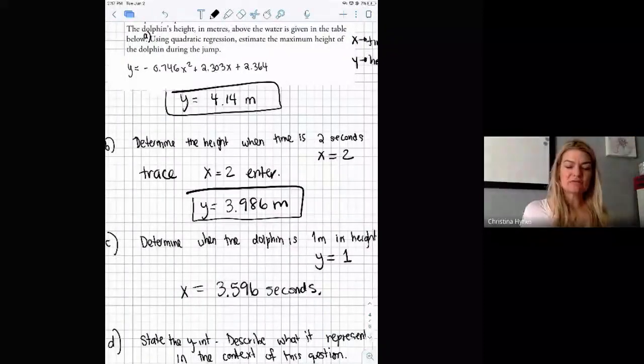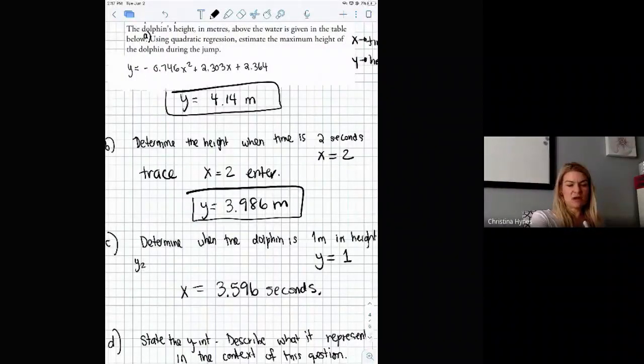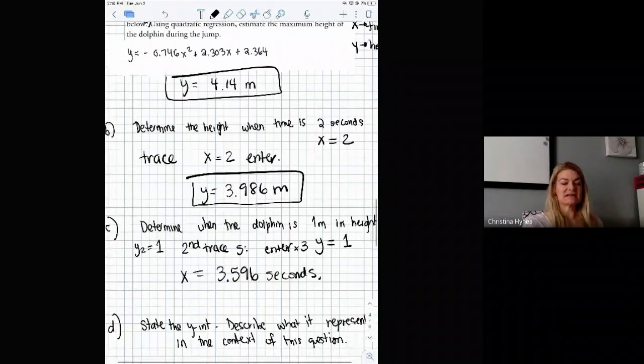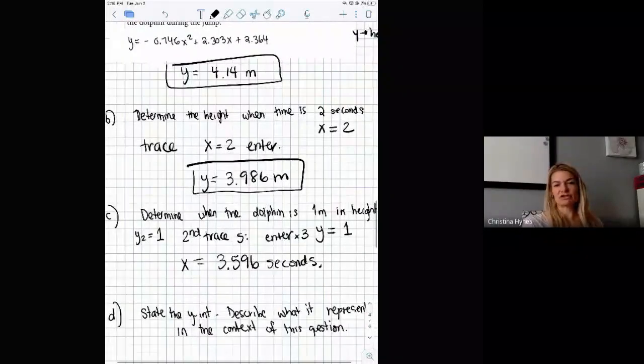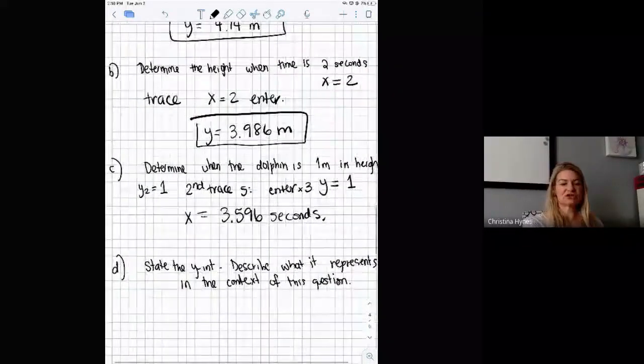Okay, so determine when a dolphin is 1 meter in height. We're saying that that's going to occur at the intersection. So to find the intersection, you would graph it as y2, which was 1, and then you go second trace, number 5, which is the intersection button, and then you go as close to the intersection as possible and press enter 3 times. And that's how you get your solution, which I got as 3.596. So just watch for rounding. If they want you to round to a certain digit, just make sure you include that as well.